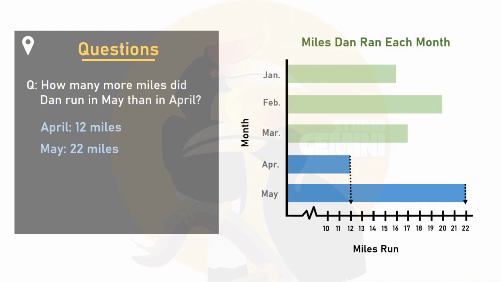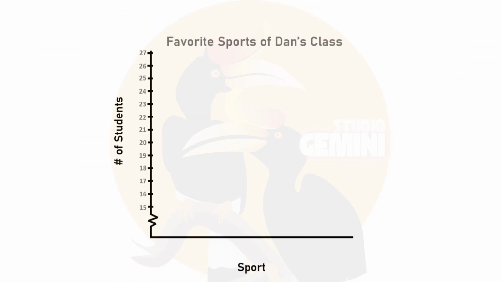To find out how much more Dan ran in May, all we have to do is find the difference. So we'll take 22 minus 12, which gives us 10. Dan ran 10 more miles in May than in April. Okay, now let's move on to our last example.